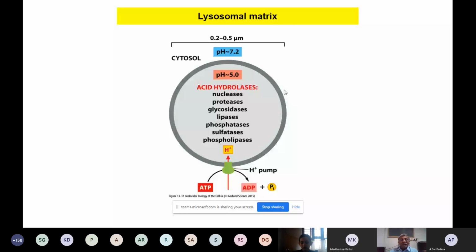And every lysosome is covered by a membrane, which is very rich in different types of glycoproteins, and it protects the internally present lysosomal enzymes within the matrix area.